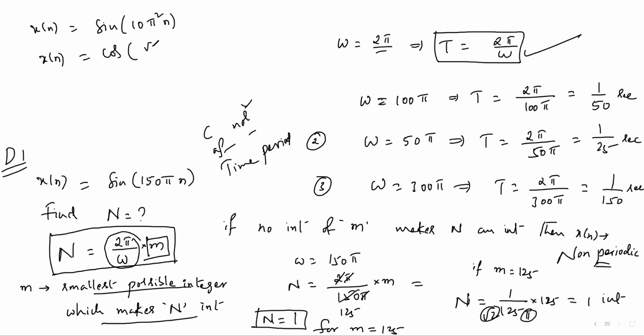To calculate the time period of the first one, N is equal to 2 pi by the omega value 10 pi square, multiplied by small m. Here pi is cancelled once, so pi remains. No integer value of m can make capital N an integer. So this is a non-periodic signal.